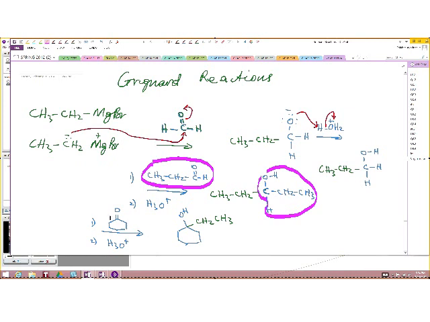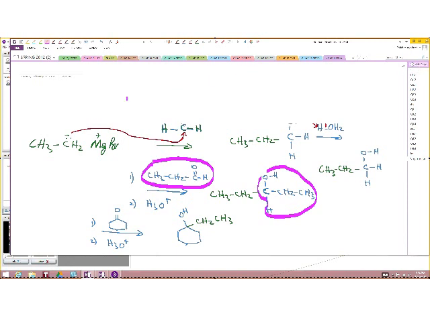Okay, if you take a ketone, you get a tertiary alcohol. So a Grignard reacts with formaldehyde to give you a primary alcohol, with an aldehyde to give you a secondary alcohol, with a ketone to give you a tertiary alcohol. Okay? Now, what if we have an ester?